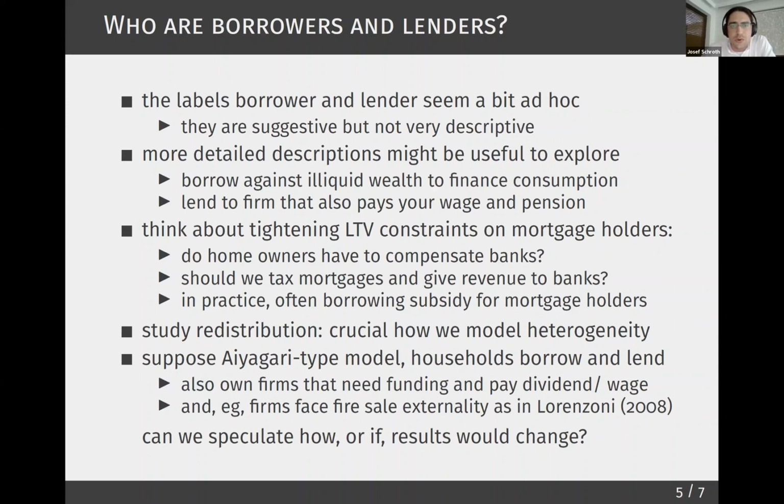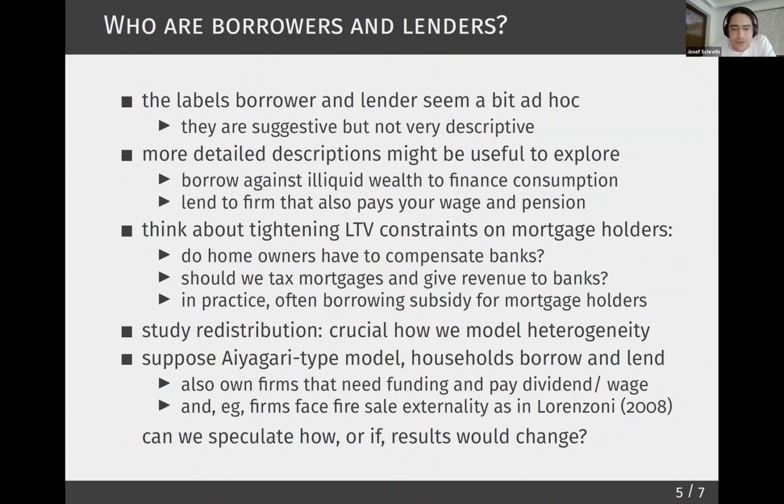I think it's useful to think about who these borrowers and lenders are. The model is not super descriptive in that direction. You could think about examples where there's borrowing against liquid wealth to finance consumption. You could think about lending to firms that also pay the wage and the pension of the lender. You could think about tightening LTV constraints on mortgage holders. Homeowners then have to compensate banks. Should we tax mortgages and give the revenue to banks? Or in practice, we see borrowing subsidies, or maybe mortgage subsidies. Maybe there's a relationship to that which could be discussed as well.